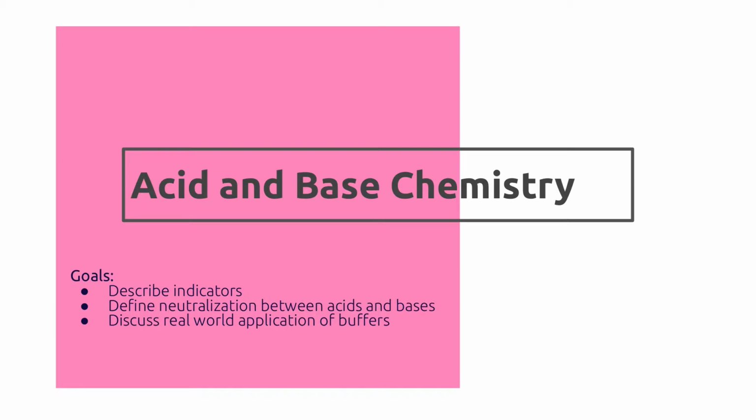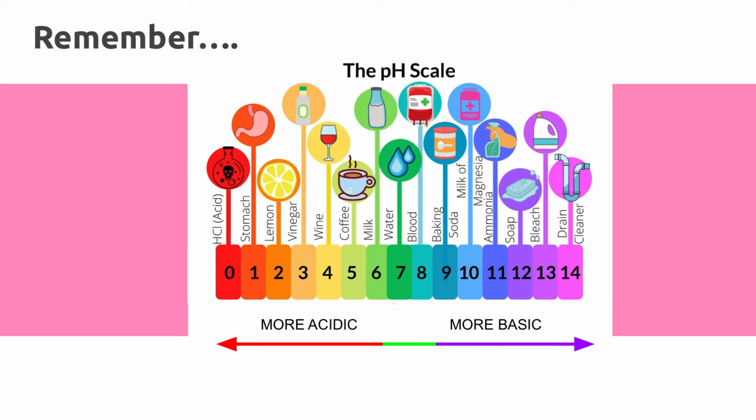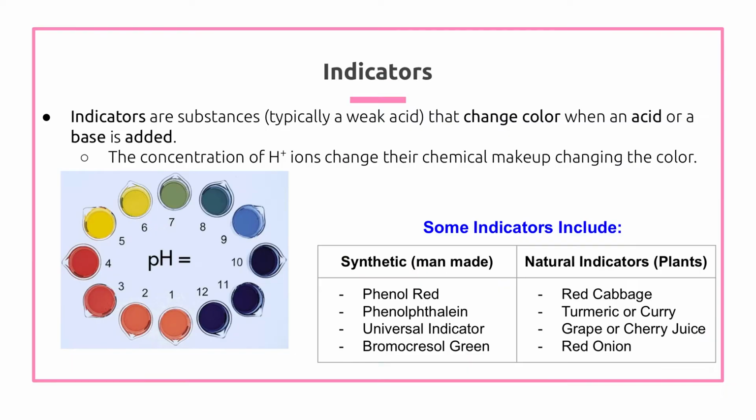So in this lesson, the goals are to describe indicators, define neutralization between acids and bases, and discuss real-world applications of buffers. If we remember the pH scale, more acidic items are down here, below 7, more basic items are above 7 on the pH scale.